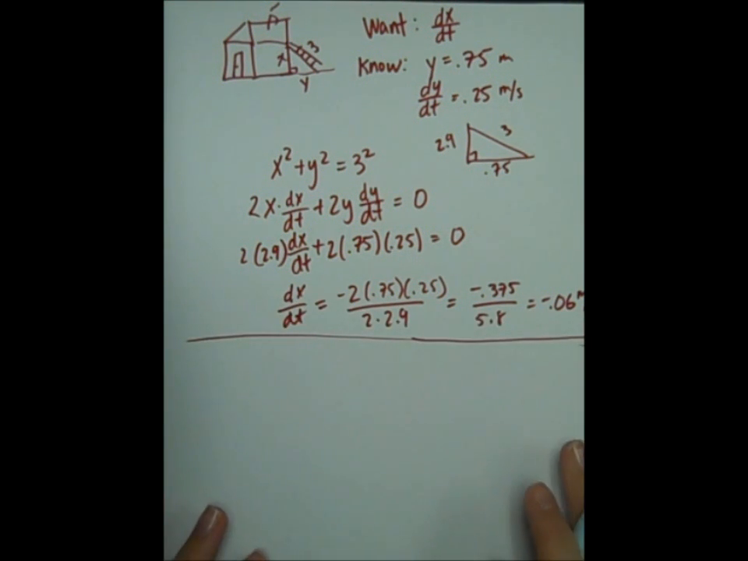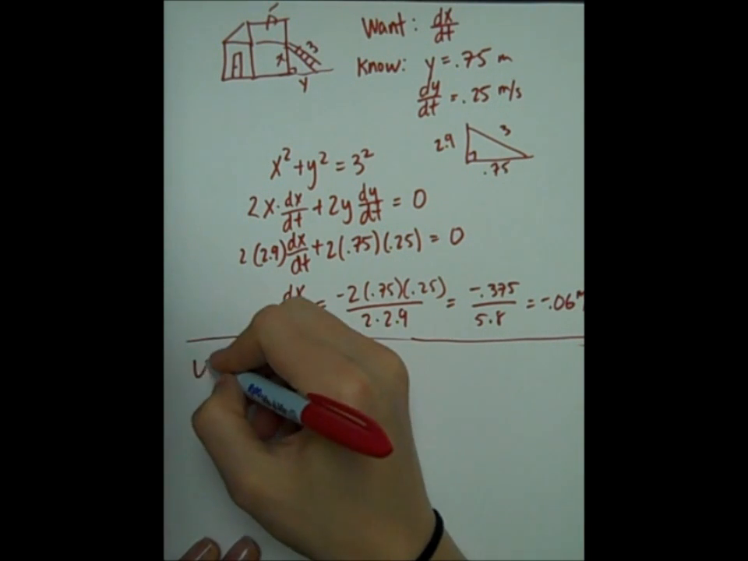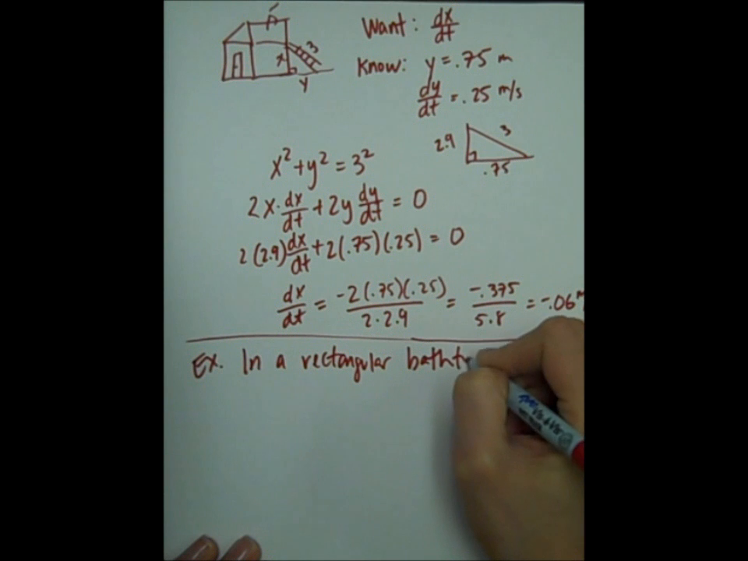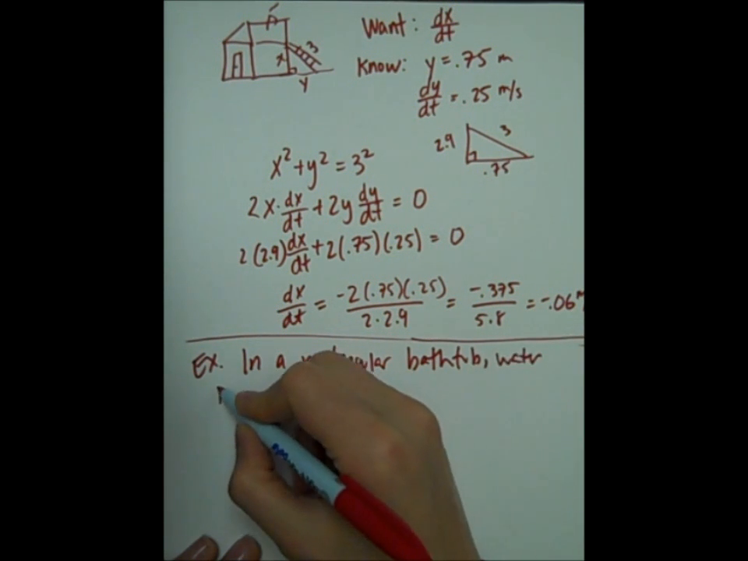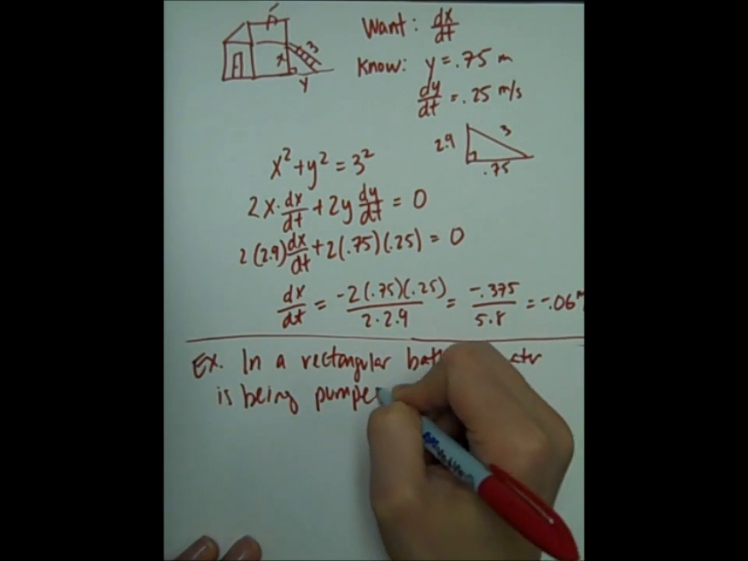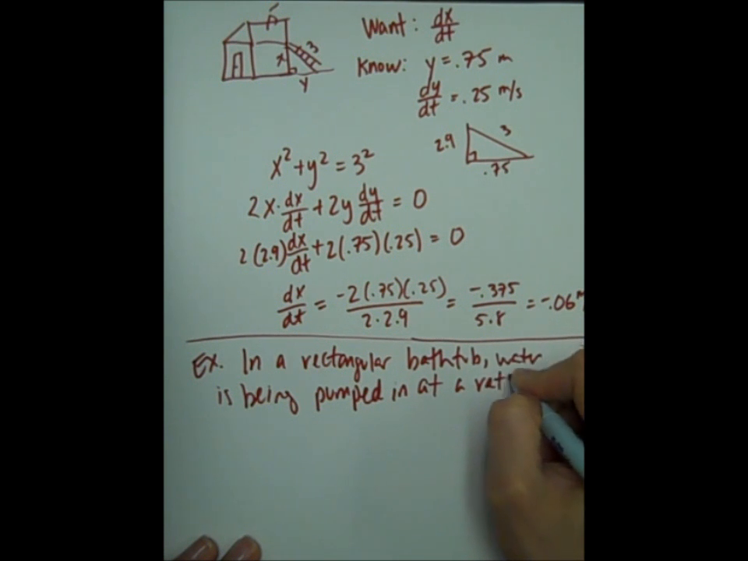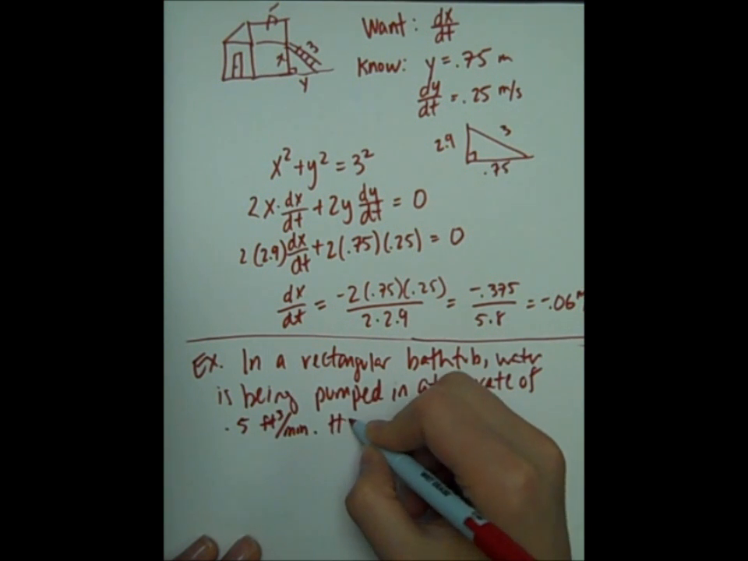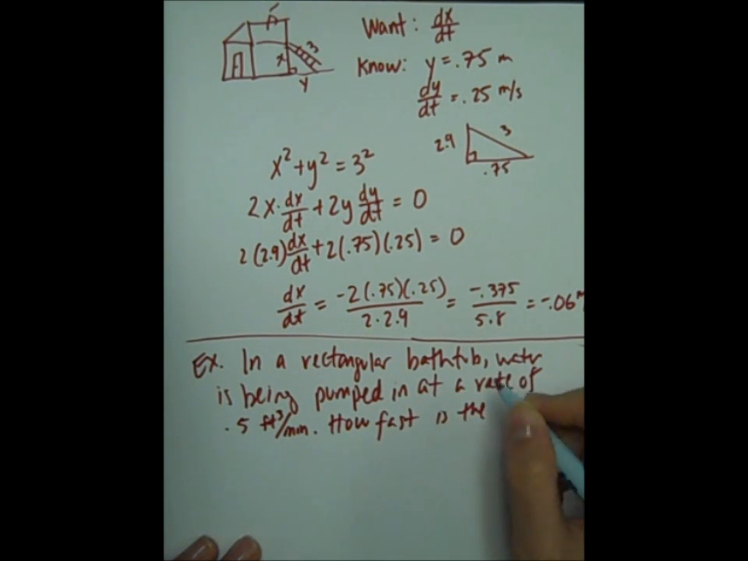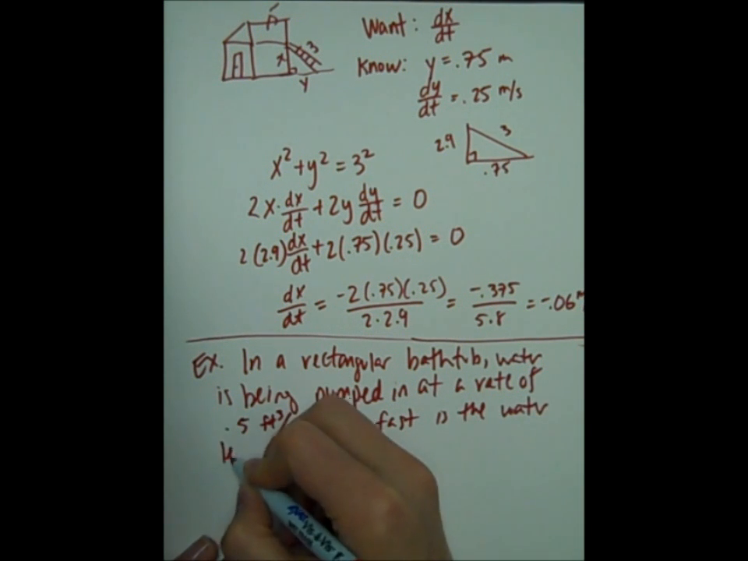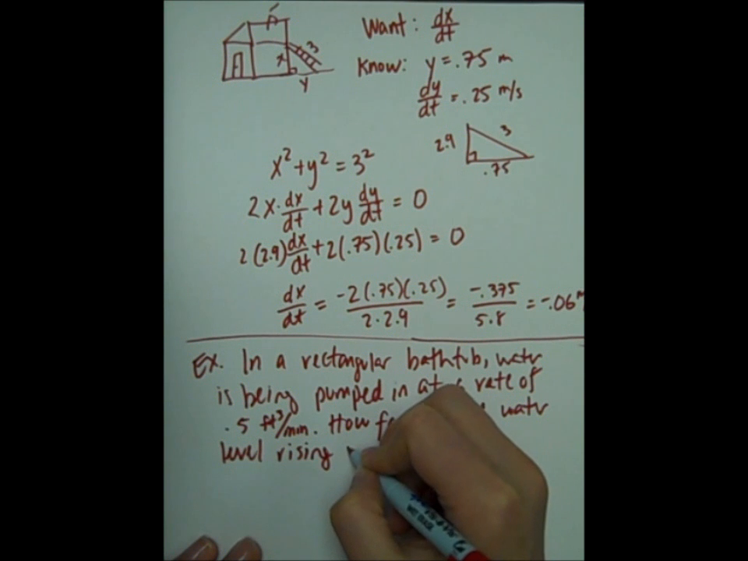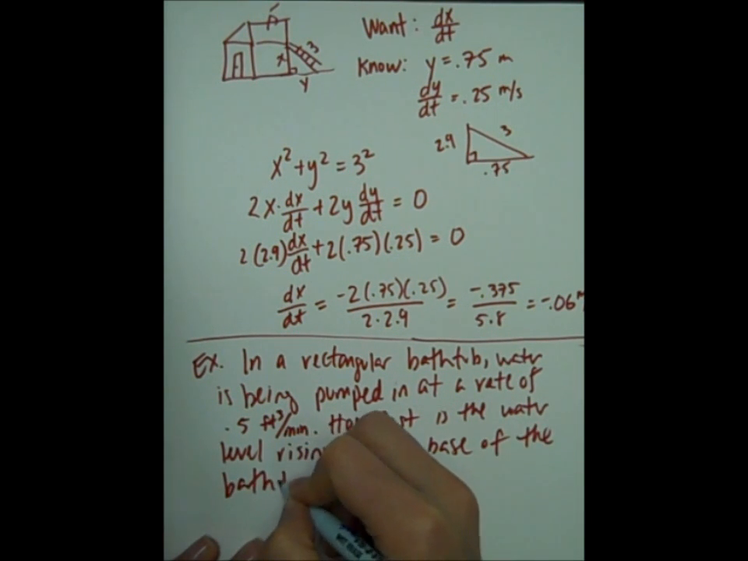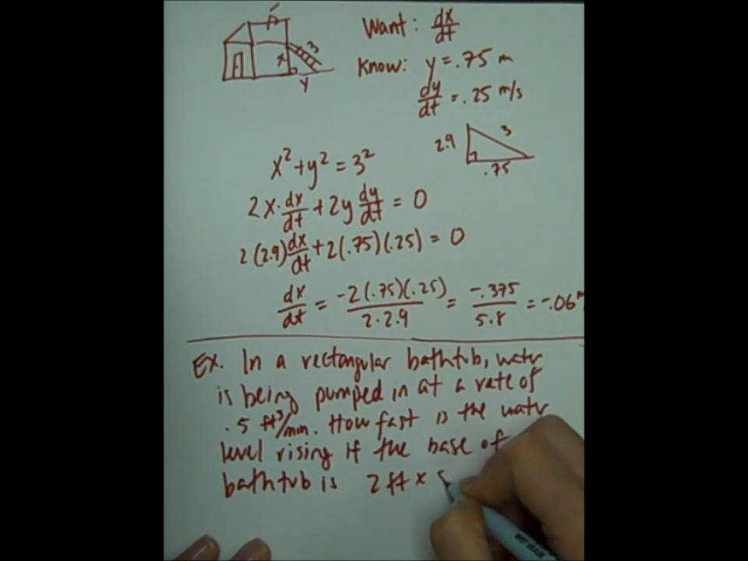Okay, so let's try another one. Hopefully you can kind of see how this whole word problem thing is working. Let's say in a rectangular bathtub, water is being pumped in at a rate of 0.5 feet cubed per minute. How fast is the water level rising if the base of the bathtub is 2 feet by 5 feet?